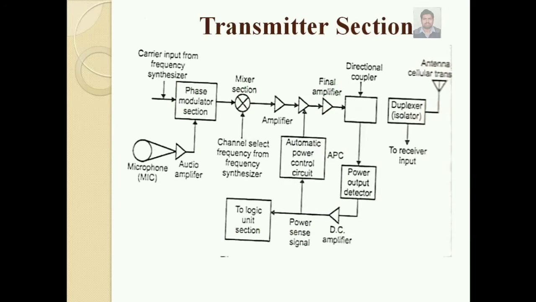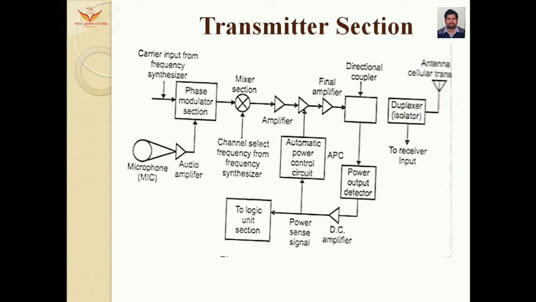Today we see about the transmitter section of the cellular mobile phone system. In this block diagram of the transmitter section, there are various blocks: phase modulator, mixer, amplifiers, directional coupler, duplexer, and automatic power control circuit. These are the various blocks in the transmitter section.